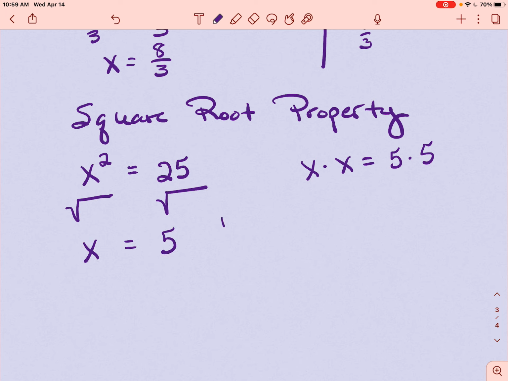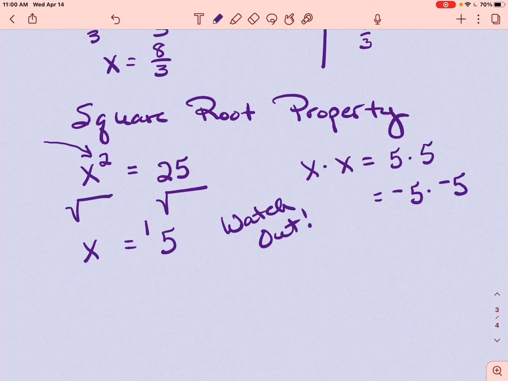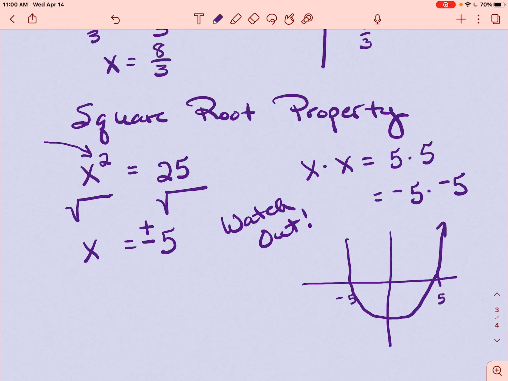Now, watch out. We are still looking for two answers when we have squareds, and there is another answer. It also equals -5 times -5. So I need to catch both of those. This is plus or minus 5. On the graph, my parabola is actually doing this. Sorry, I didn't really cross there very well. But we're looking for both of those, right?